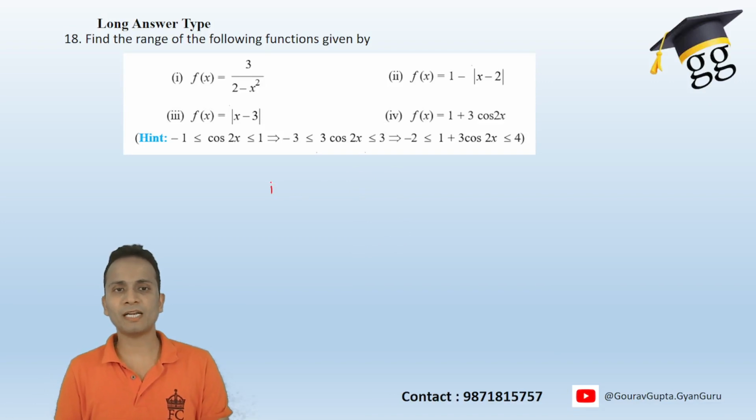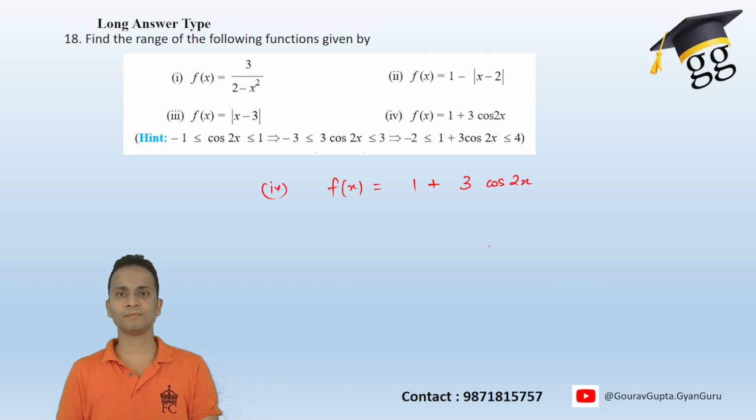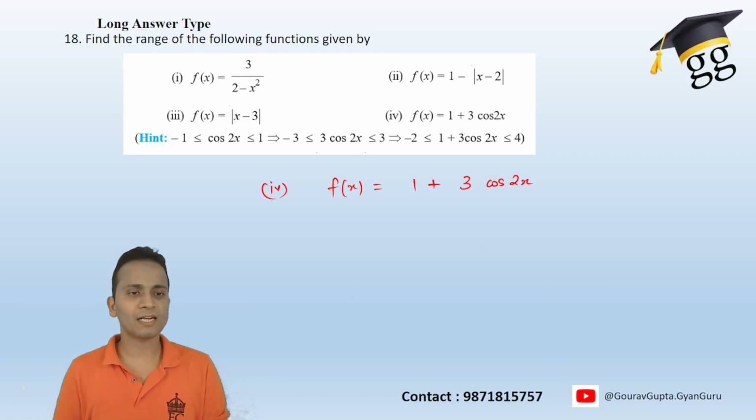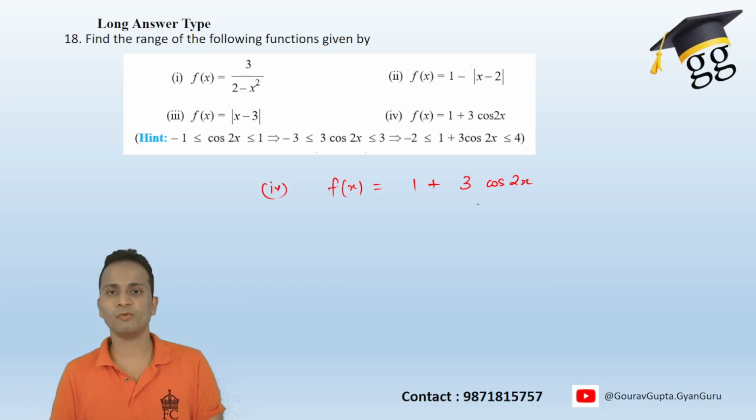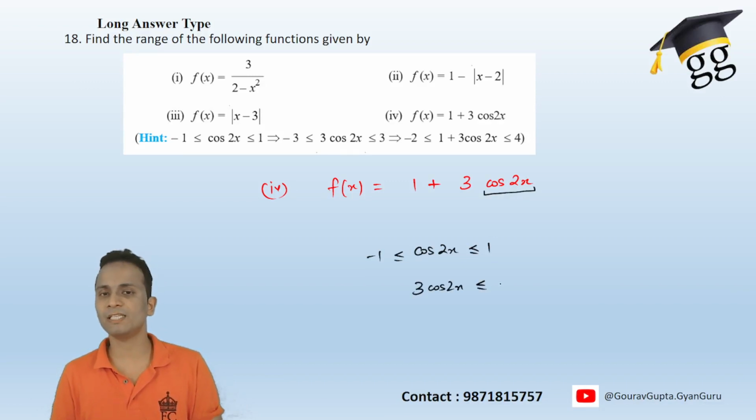Now the last part, part number 4, is f of x is equal to 1 plus 3 cos 2x. Okay. Now once again we will look at the right hand side one by one. We'll divide it in different parts. So first of all, look at this function. The hint is also given. So cos of 2x is less than equal to 1 and greater than equal to minus 1. Okay, so 3 cos 2x का value क्या होगा? 3 cos 2x will be less than equal to 3 and greater than equal to minus 3.